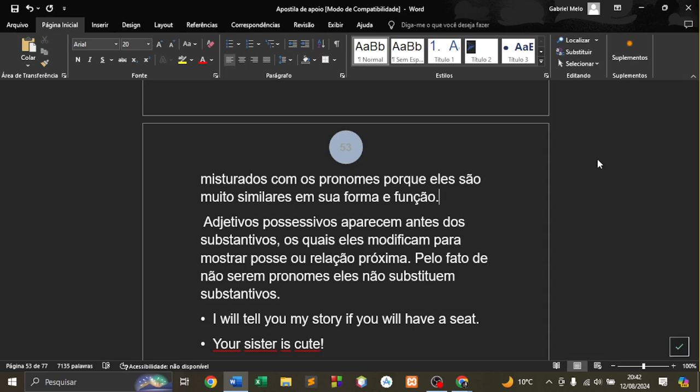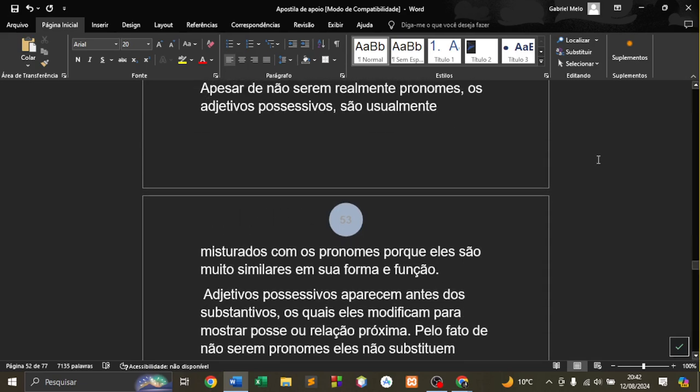Peraí, eu acho que deu um delay aqui, peraí. Deixa eu ajeitar aqui, peraí. Pode ler de novo a partir daqui, ó.